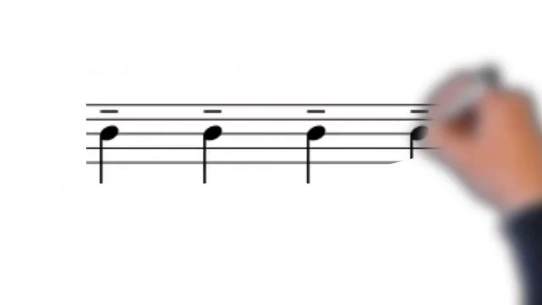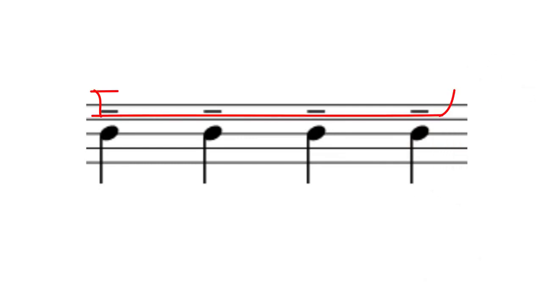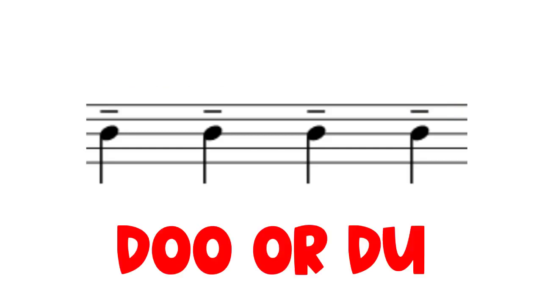Next, we have the tenuto articulation. Tenuto means to play a note full value. Now we want to keep this not too aggressive, so we want to use a do articulation, D-O-O or D-U. This less aggressive articulation makes it easier to play full value.